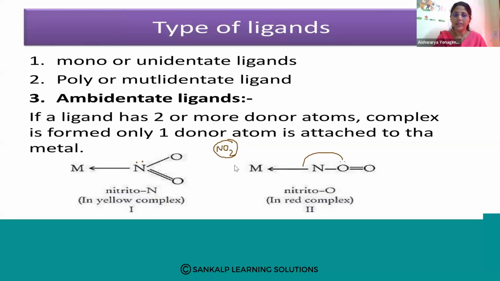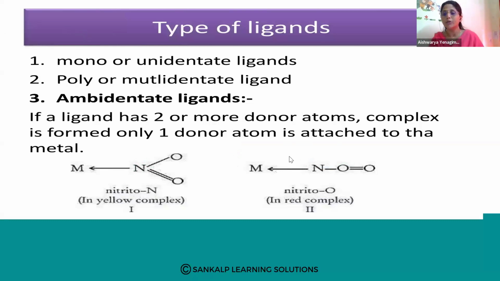So depending on which donor atom, in the complex only one donor atom will be donating. Depending upon the need of the complex, one of them will donate. You cannot say both will be donating at the same time. No, both won't be donating. If both were donating, we would call it what? We would call it a bidentate ligand. So this is not bidentate, this is an ambidentate ligand.